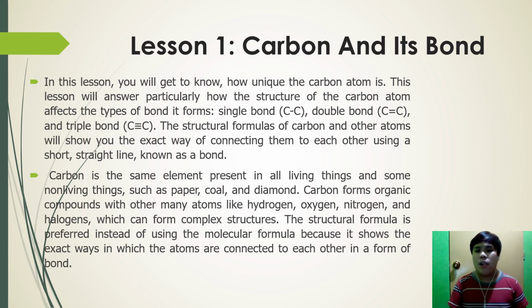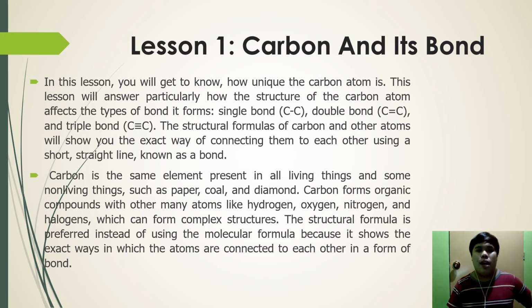Do you know what halogens are? These halogens are the elements that belong to group 7A or group 17. We have chlorine, fluorine, bromine, and iodine, which can form complex structures.